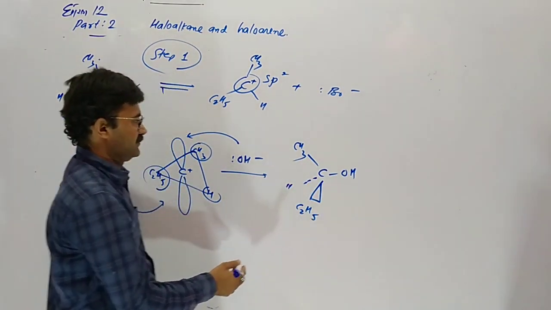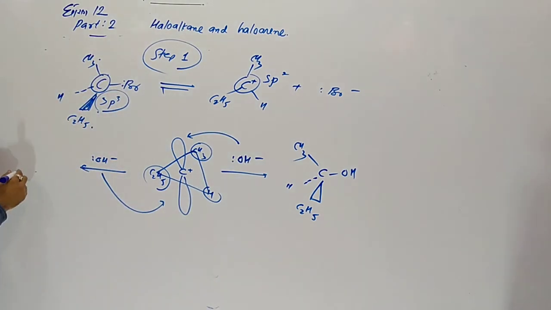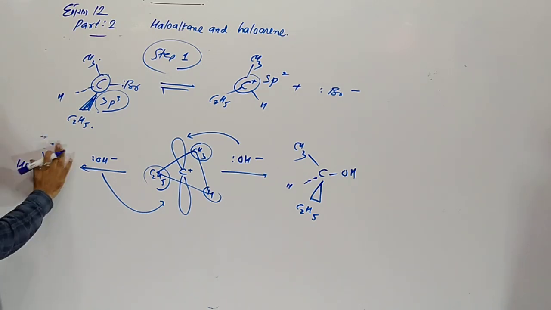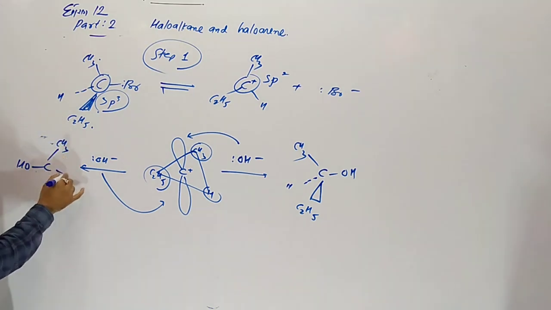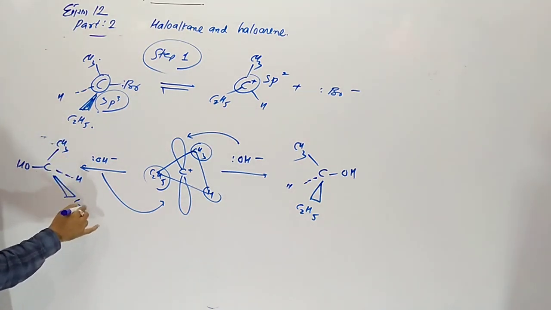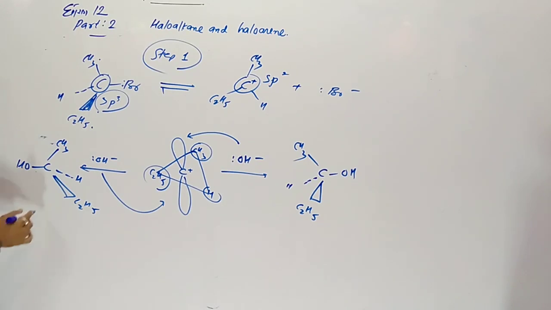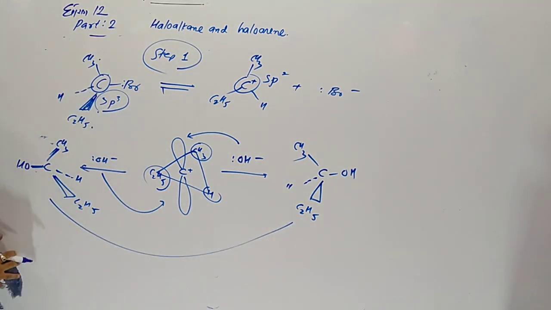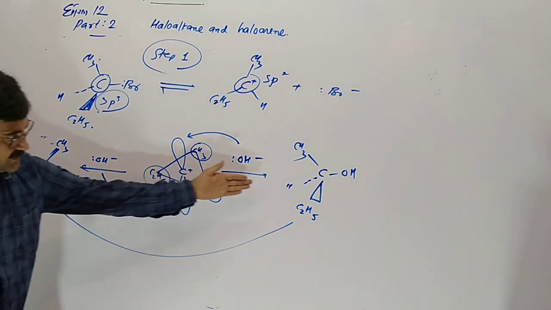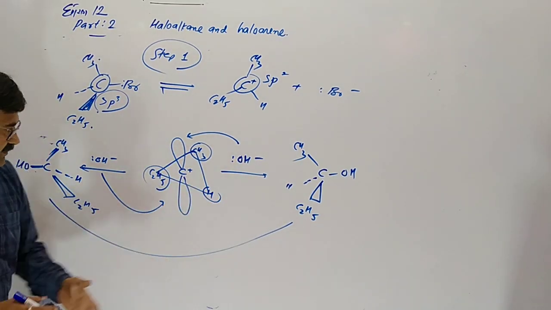You can see, suppose OH is attacking from here, so OH, C, CH3, H, here to this side, H and C2H5. You can see both are mirror images. OH and CH3 on the same plane, H behind, ethyl, ethyl.